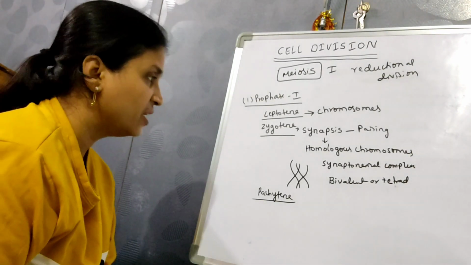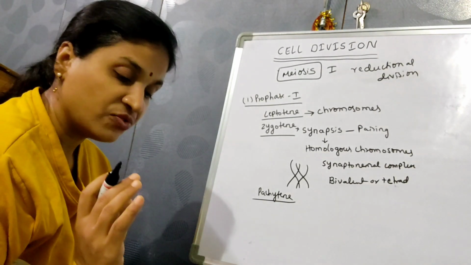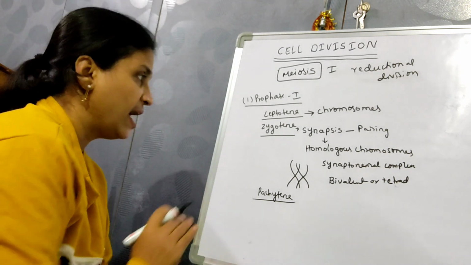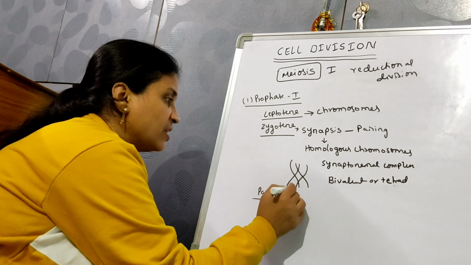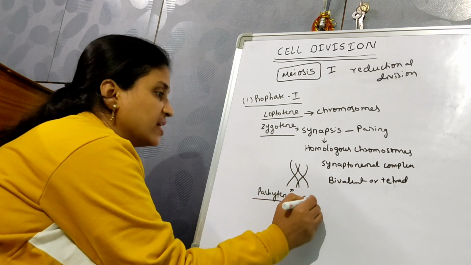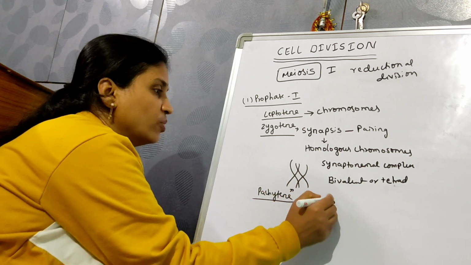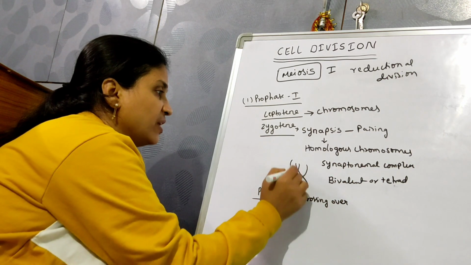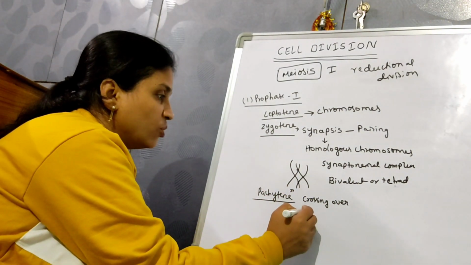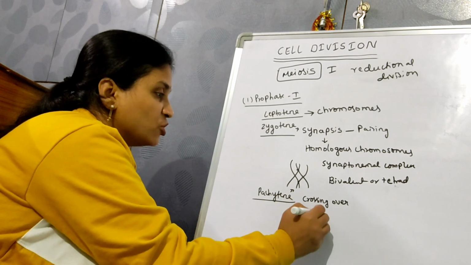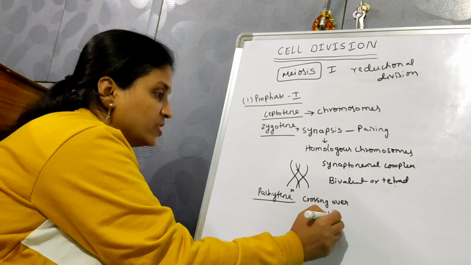Here the bivalent and tetrad stage of the chromosomes is clearly seen, and at the sites where the pairing is occurring, the crossing over is occurring. At the pairing junctions, this crossing over results in the formation of recombination nodules.